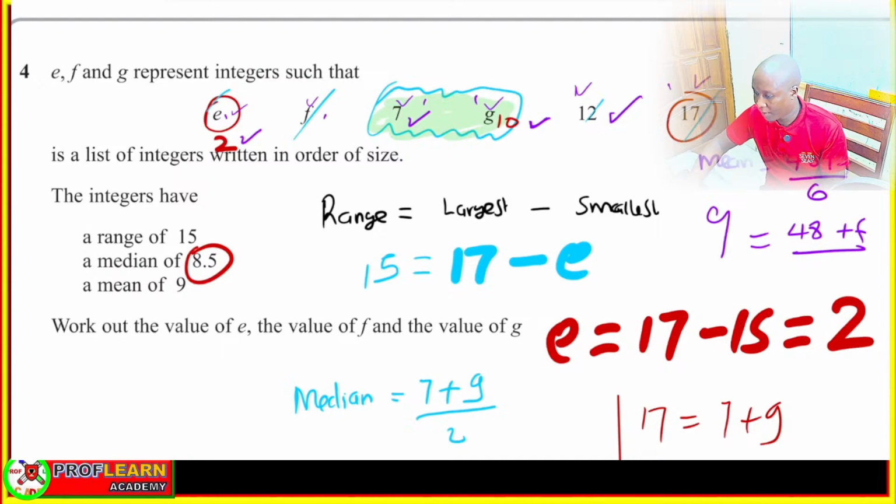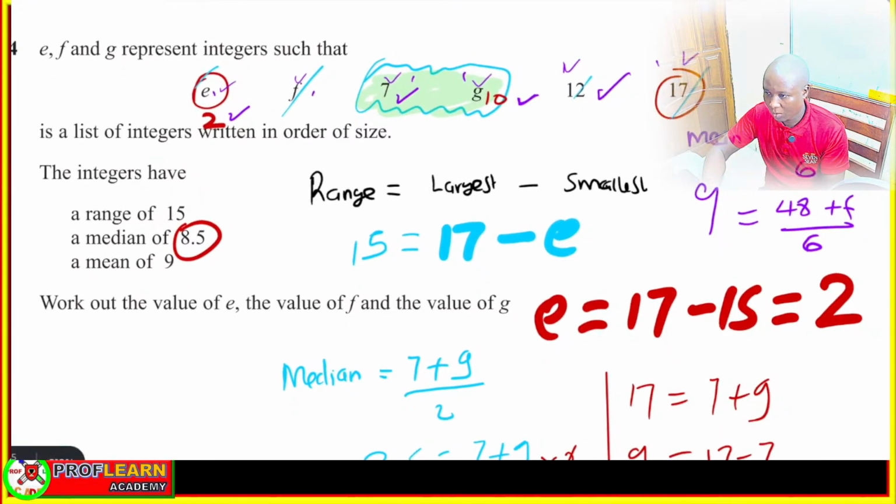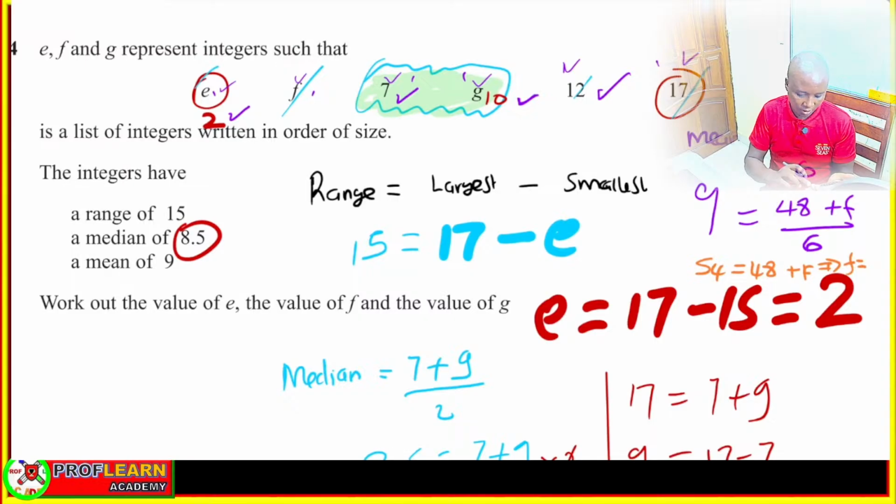All right, so I believe everything's okay. Then we're going to have here 6. Then we're going to say now 9 times 6, which is going to be 54. So what does that become? So we shall have here 54 is equal to 48 plus f. So for us to find f, this implies that our f is equal to 54 minus 48, which is going to be 6.